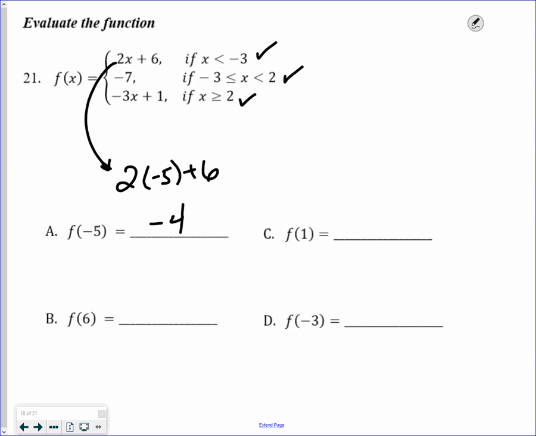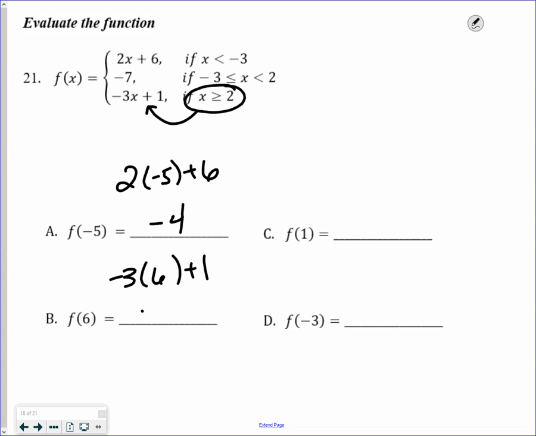Now I'm going to put in 6. I'm going to erase this a little bit. 6 is greater than 2. It's the bottom function. So I'm going to plug 6 into the bottom function and evaluate and get negative 17.